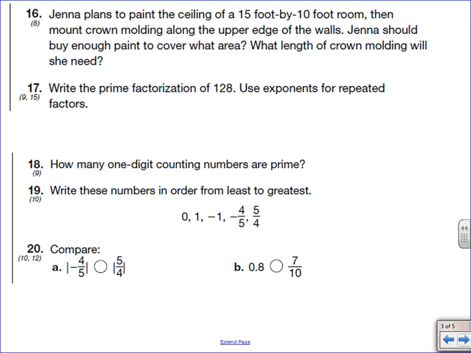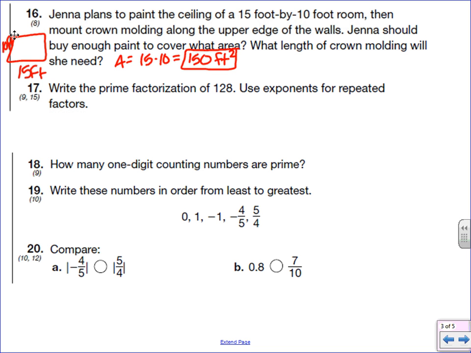So if we have a room that is 15 feet by 10 feet, area is calculated by multiplying the length times the width. So 15 times 10. 15 times 1 is 15, and I stick a 0 at the end. So 150, and then feet squared for area.